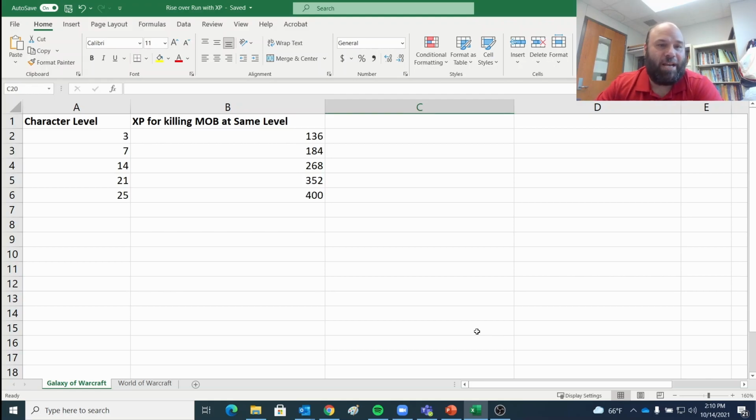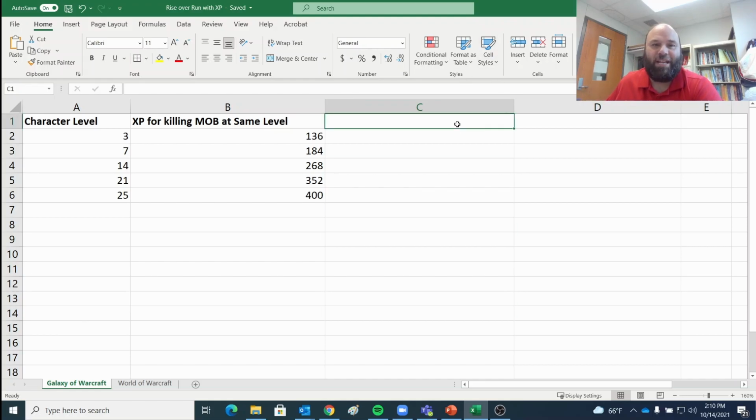So here we have some partial data. In column A, we see our character level. In column B, we see the XP we get for killing an MOB at the same level. We'd like to know how this changes as we go from one level to the next. We're going to assume it changes consistently.